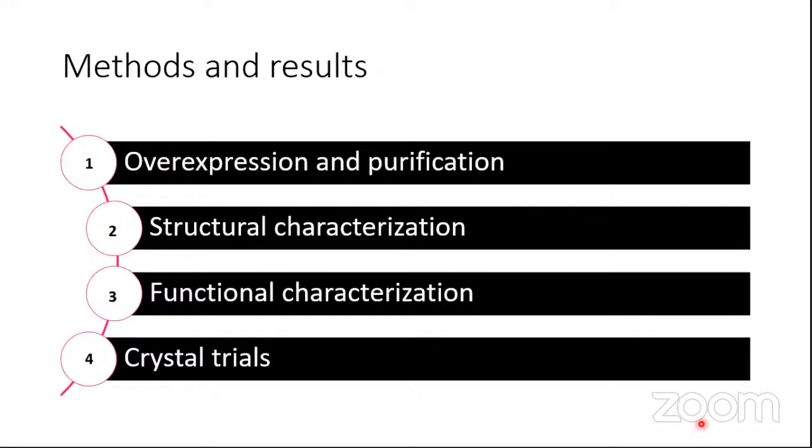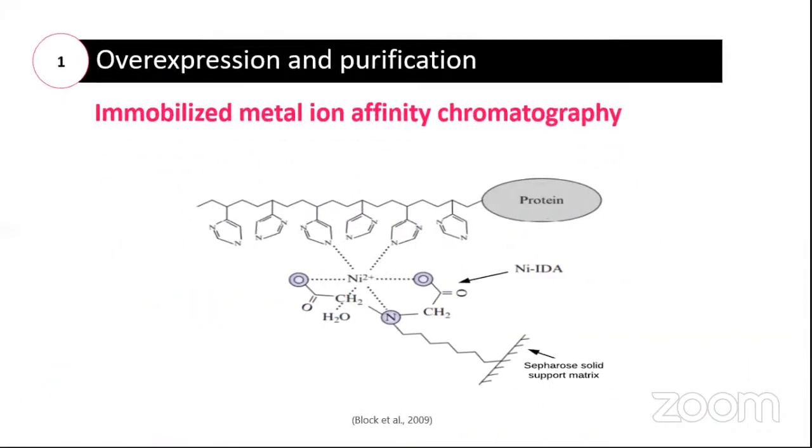So this is a summary slide of my methods and my results. We'll begin with overexpression and purification. In order to obtain sufficient quantities of the protein for downstream characterization and crystallization, it was overexpressed in E. coli cells by use of an expression vector. Basically, the gene sequence for the human protein is expressed in E. coli and then purified.